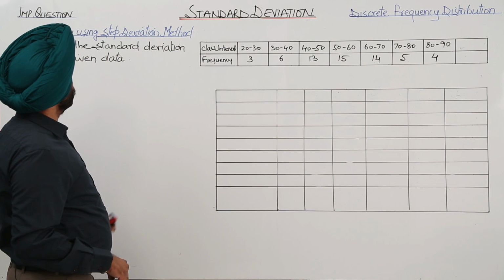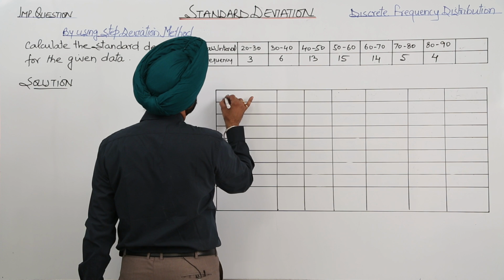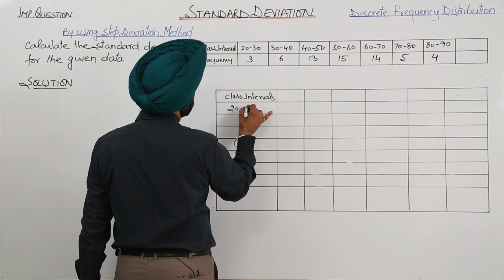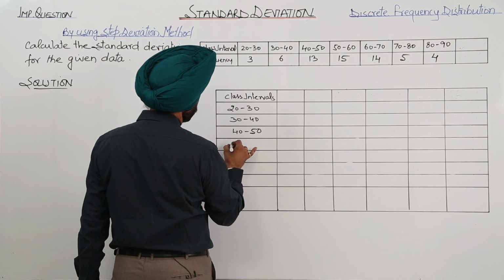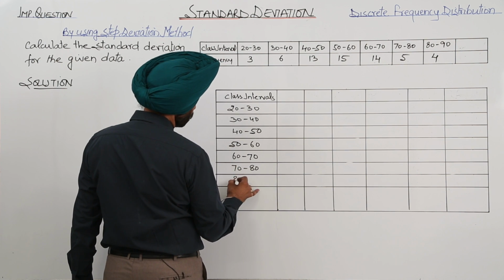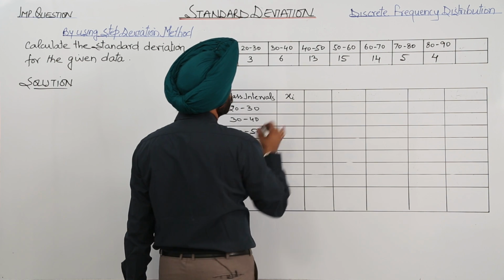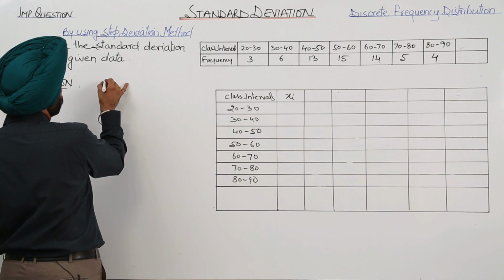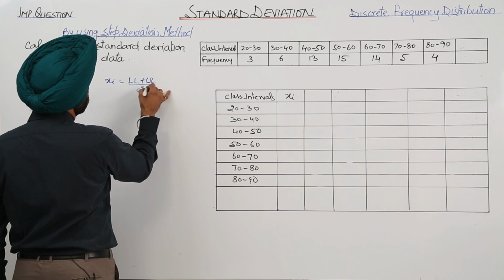Now finding the standard deviation using step deviation method. Now class intervals are given to us. Class intervals: 20 to 30, 30 to 40, 40 to 50, 70 to 80 and 80 to 90. First thing I am going to take is the xi. Now xi is equal to lower limit plus upper limit upon 2.